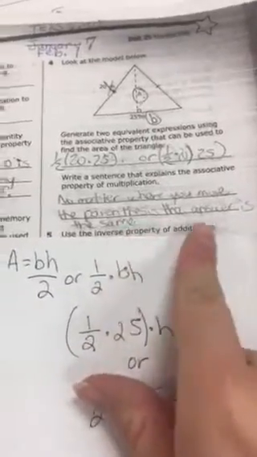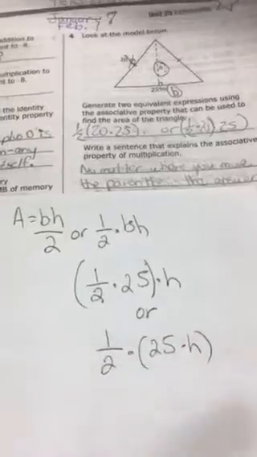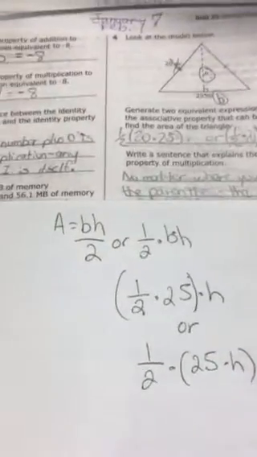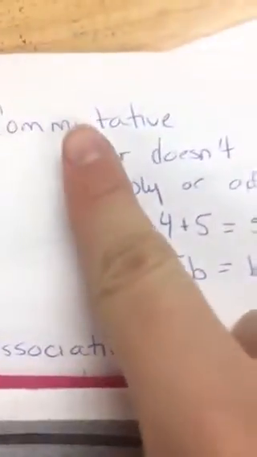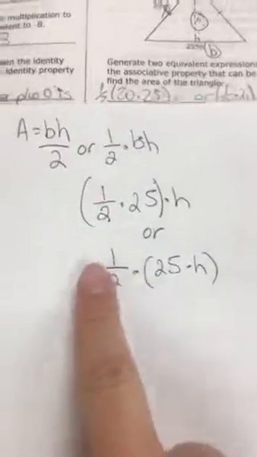So no matter where you move the parentheses, the answer is still the same. So very important, the numbers don't change order, because when the numbers change order, that's the commutative property. If the parentheses change but the numbers stay the same, that's the associative property.